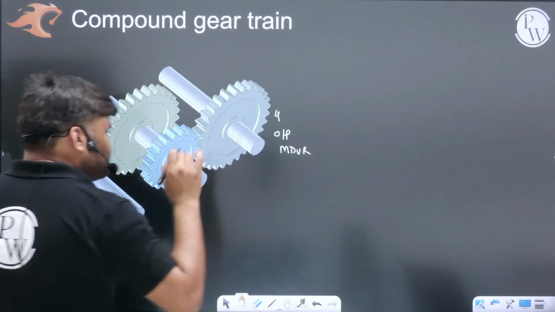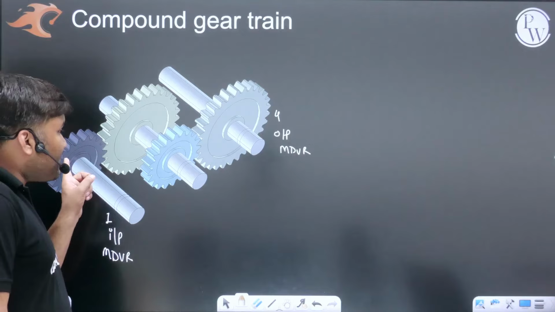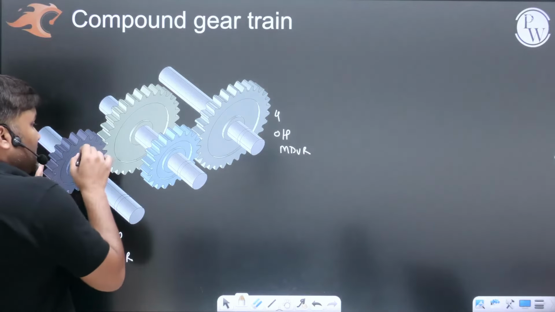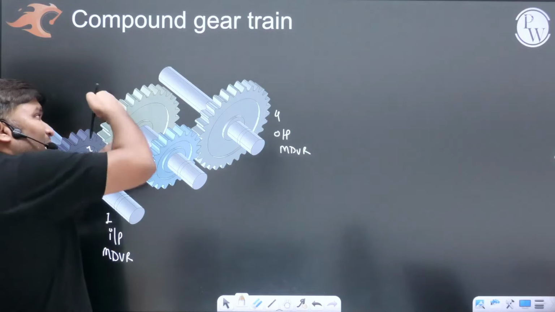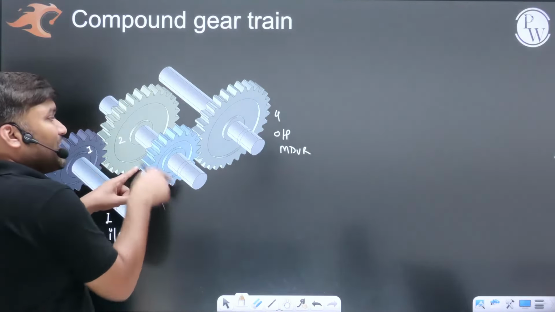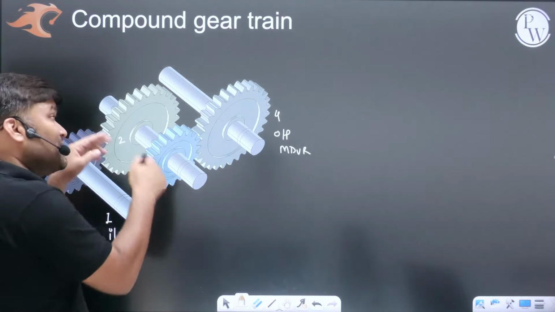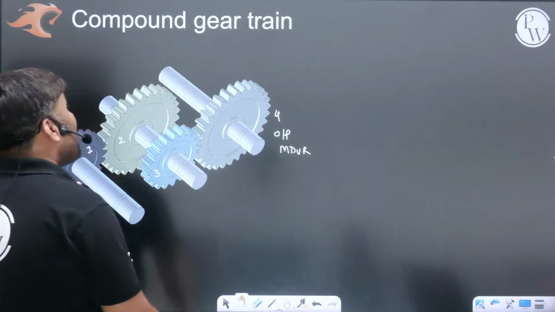Getting my point? You have given input here. It is driving this gear 1. Gear 1 is driving gear 2, and on the same shaft you are having another gear which is gear number 3. They are rotating on the same shaft, same velocities. These two gears which are on the same shaft, these are known as compound gear.